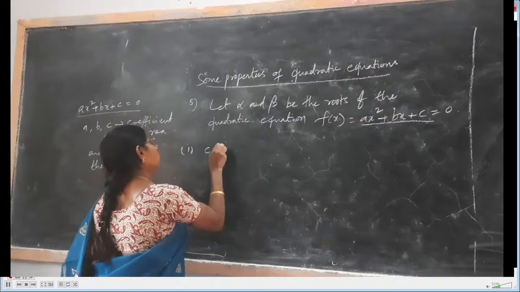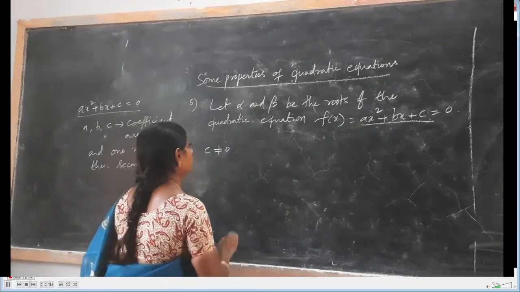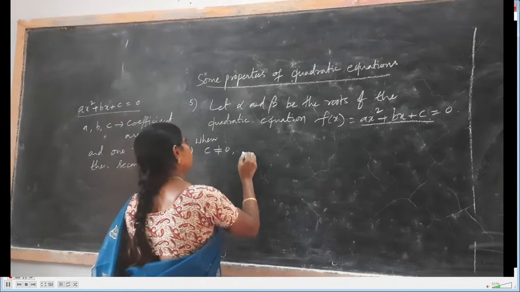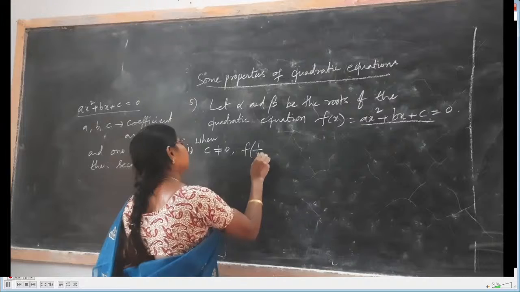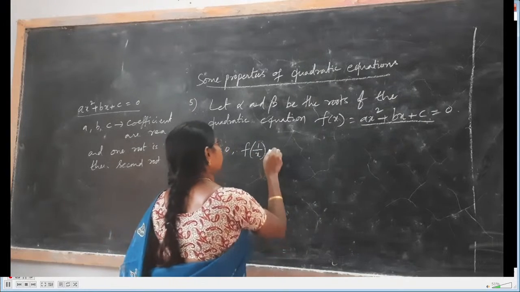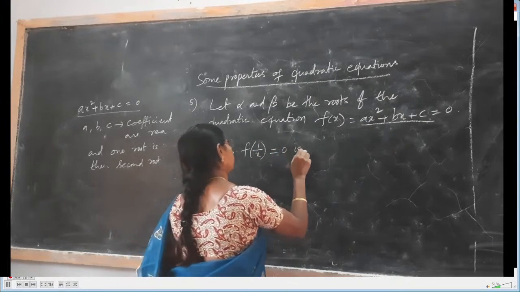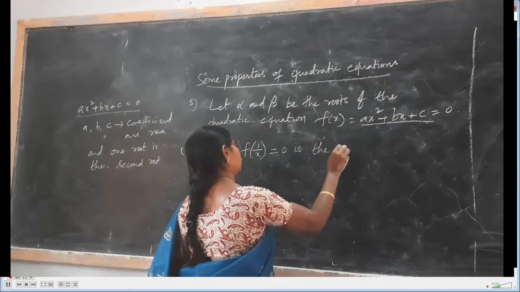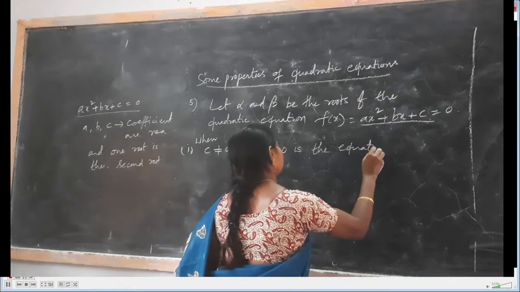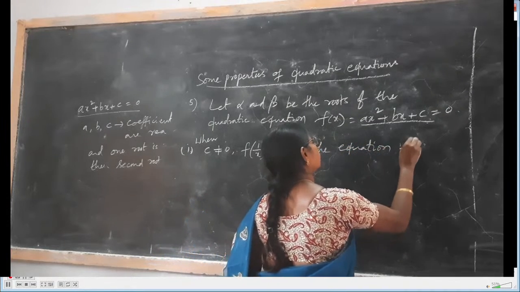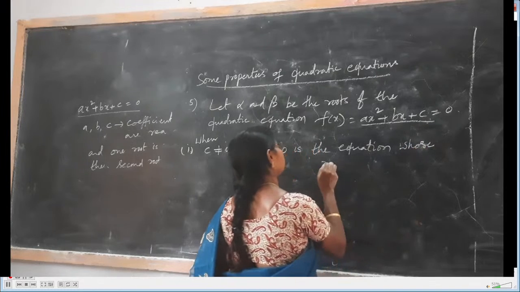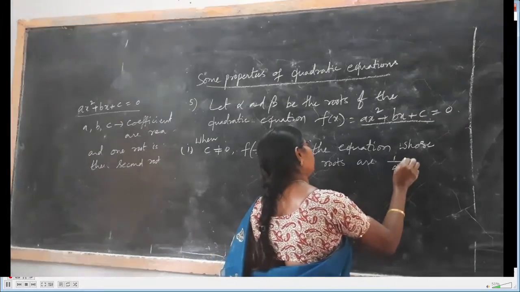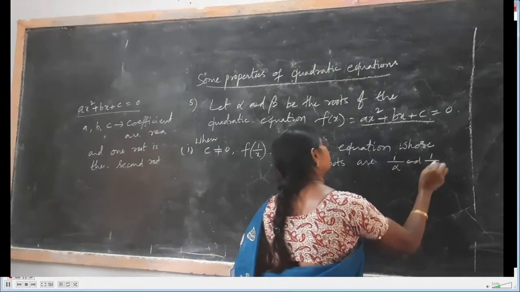When c is not equal to 0, f of 1 by x equal to 0 is the equation whose roots are 1 by alpha and 1 by beta.